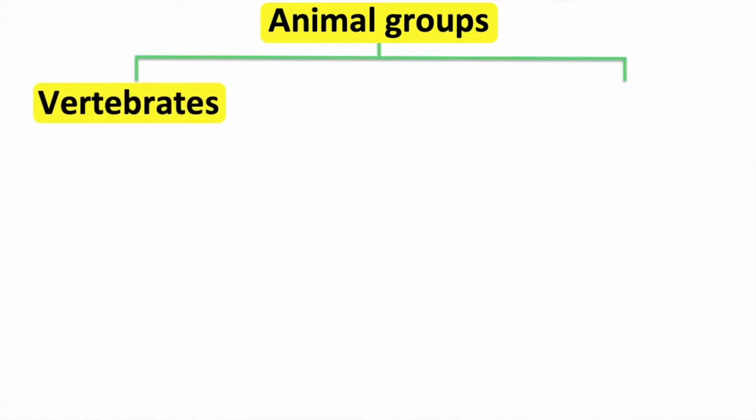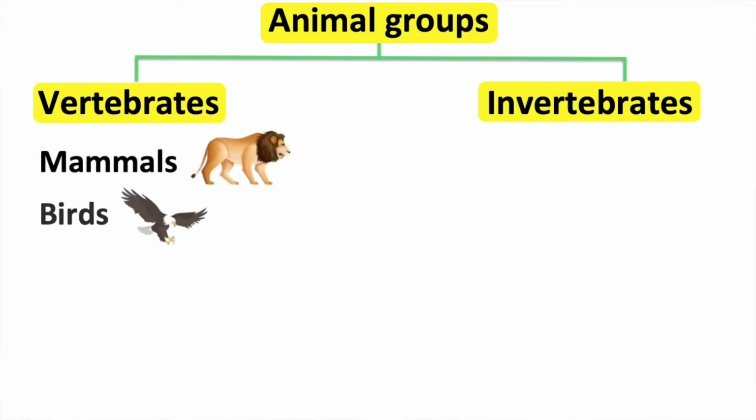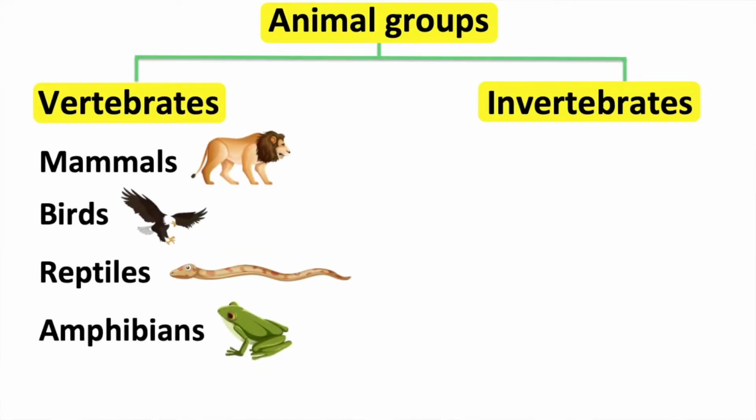Animals can either be vertebrates or invertebrates. Vertebrates are animals that have a backbone. Invertebrates are animals that don't have a backbone. There are 5 groups of vertebrates: mammals, birds, reptiles, amphibians, and fish.